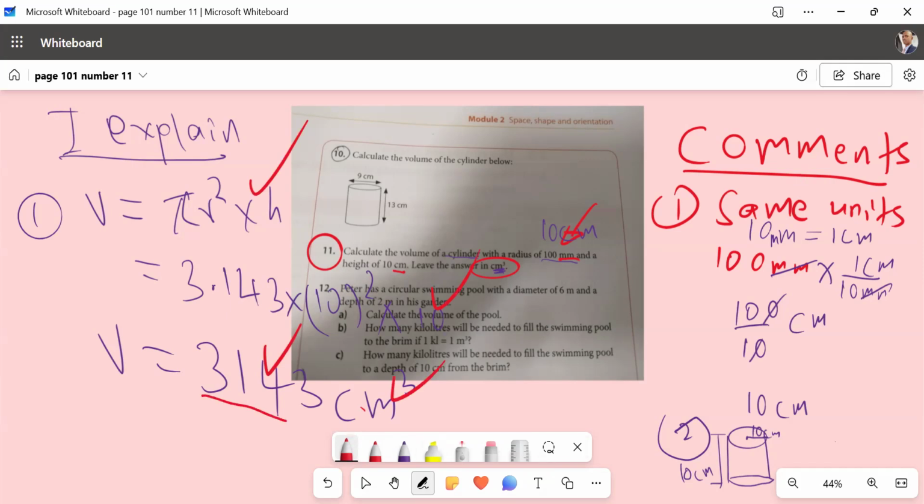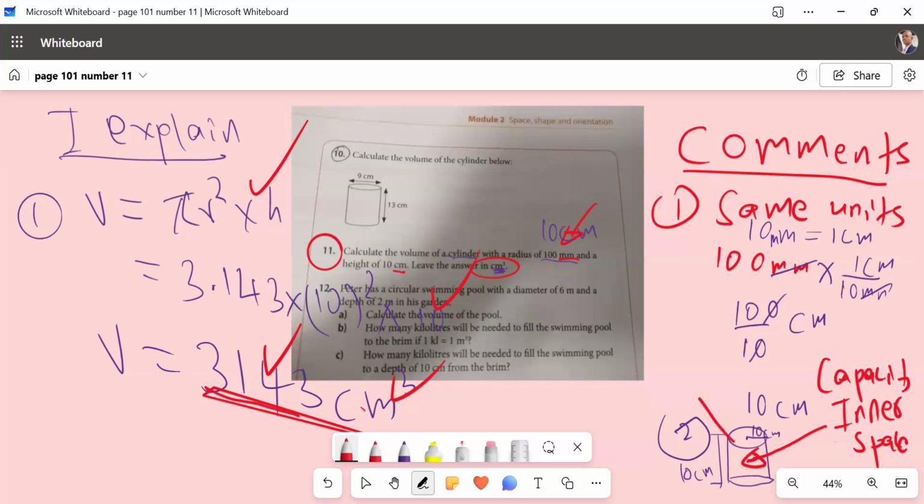And now let's interpret the meaning of this. This number represents the amount of space inside this object. Remember here we are talking about the volume. Volume is nothing else but inner space of an object. Sometimes we call it the capacity of an object. So the amount of this space here is actually 3,143, and this space is always measured in cubic centimeter.